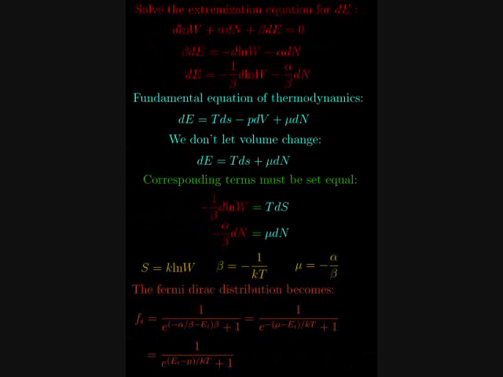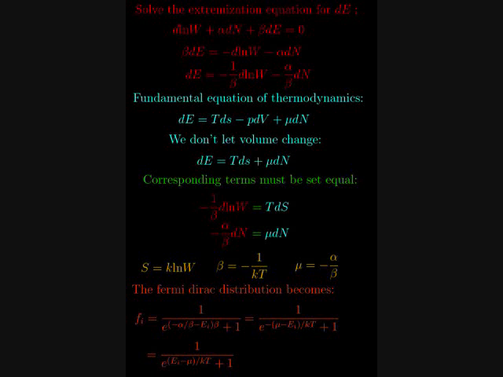To find alpha and beta, we note that the extremization equation can be solved for dE by subtracting d natural log omega and alpha dN and dividing by beta. But the fundamental equation of thermodynamics states that dE equals T dS minus P dV plus mu dN, where E is the internal energy, T is the temperature, S is the entropy, P is the pressure, V is the volume, mu is the chemical potential, and N is the total particle number. We are holding the volume constant, so we can set dV equals 0, and the fundamental equation of thermodynamics becomes dE equals T dS plus mu dN.